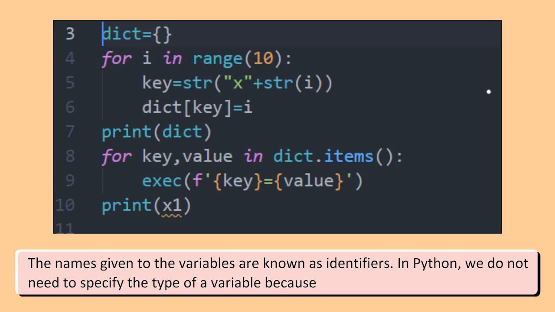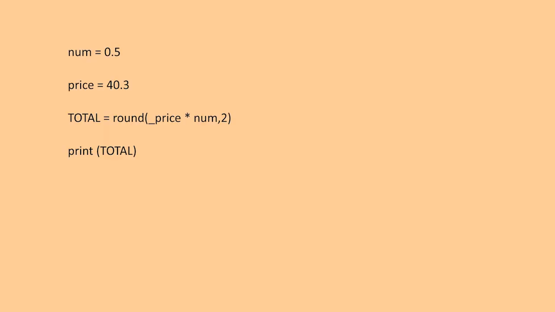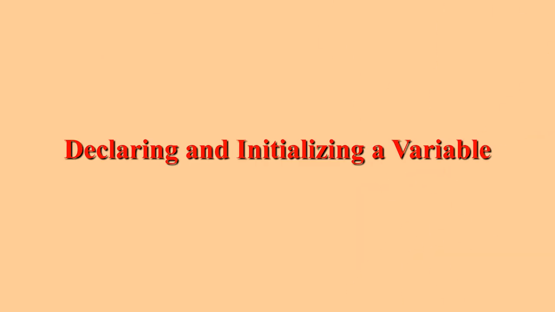In Python, we do not need to specify the type of a variable because Python is a dynamically typed language and it identifies the variable type automatically. Let's see the following example to understand it better. num = 0.5. price = 40.3. total = round(price * num). print(total).